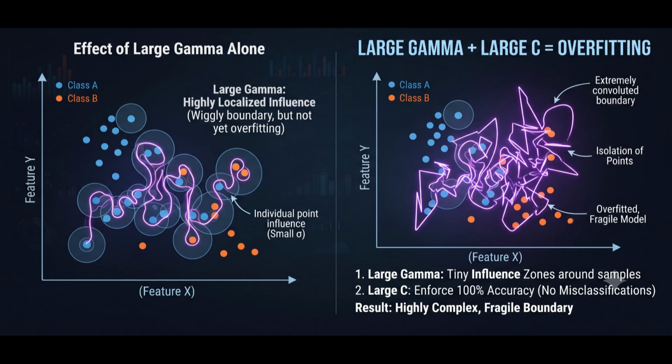A large gamma doesn't directly cause overfitting. It makes every training sample influential only within a very small neighborhood. If we also force the model to classify every training sample correctly using a large value of C, the decision boundary becomes extremely complex, leading to overfitting.